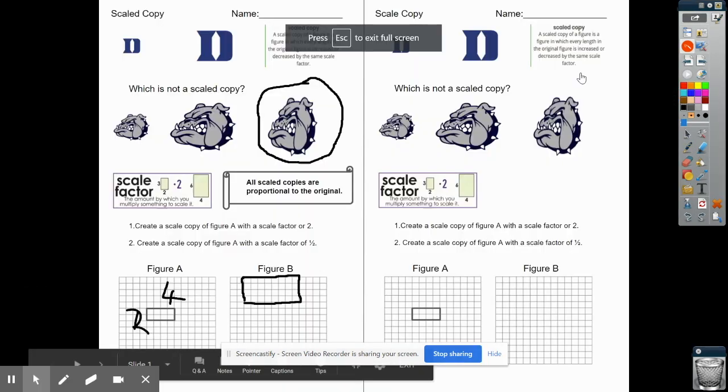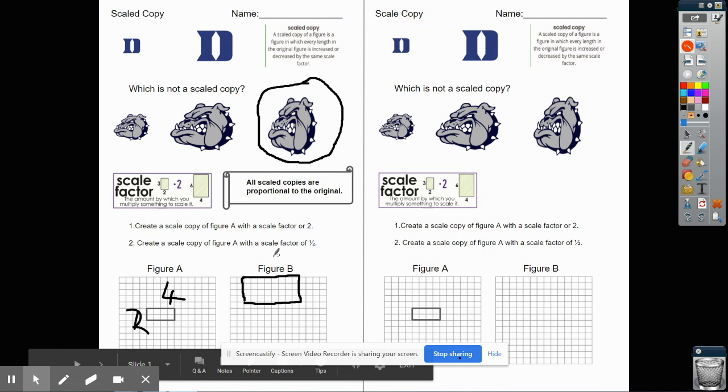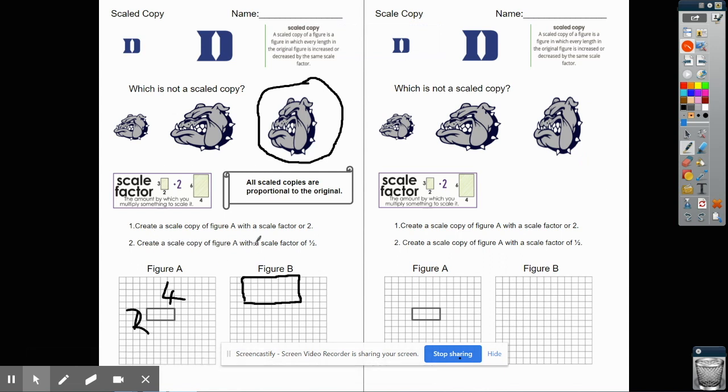All right, let's look at the next one. So create a scale copy of figure A with a scale factor of 1/2. Well, what does that mean? Well, that means we are going to multiply each side length by 1/2. So if I say 2 times 1/2, if I put that in the calculator, I get 1. 2 times 1/2 is 1. And if I say 4 times 1/2, I get 2.